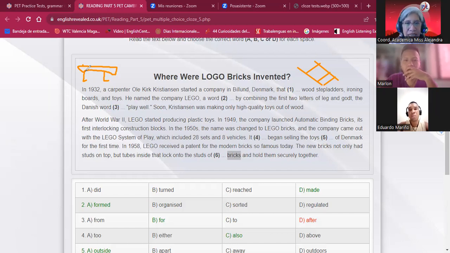After World War II, Lego started producing plastic toys. In 1941, the company launched, and this word is always a problem because launch means show for the first time. Okay, so you can launch a product, you can launch a song, you can launch a movie, and you can even launch a party.